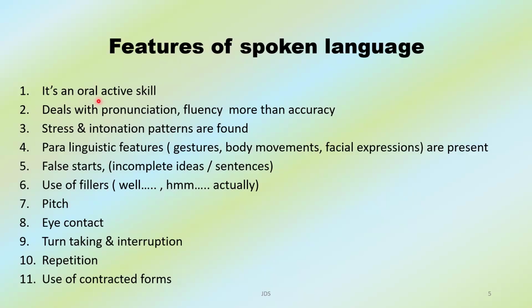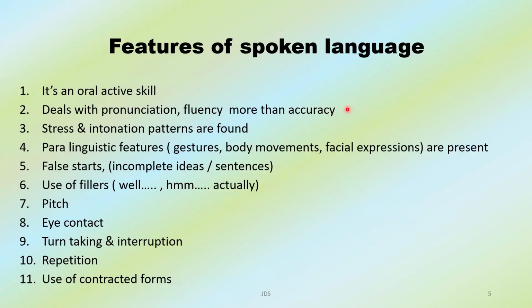First of all, remember it's an active skill. Spoken language is an oral active skill. You can't expect to involve in it just by sleeping or by doing something else. We have to be alert and active. Then, as you mentioned, pronunciation, and fluency is considered more than accuracy. When it comes to speaking a language, we check for fluency. In spoken language tests, it is the fluency that is seen more than accuracy.